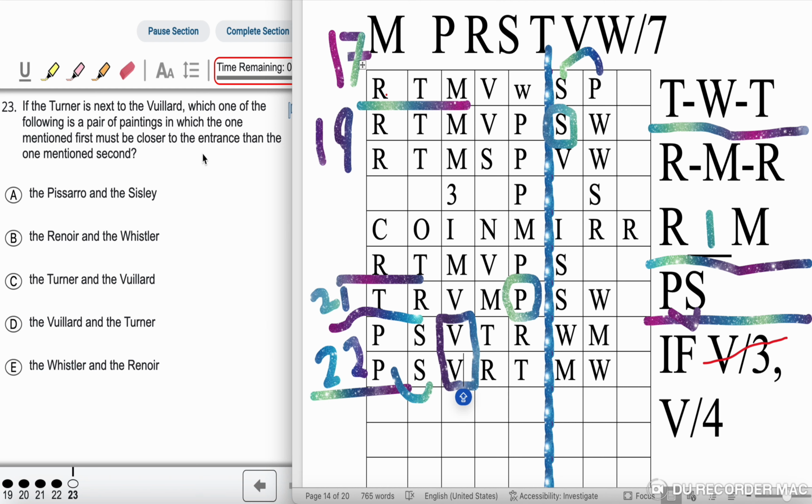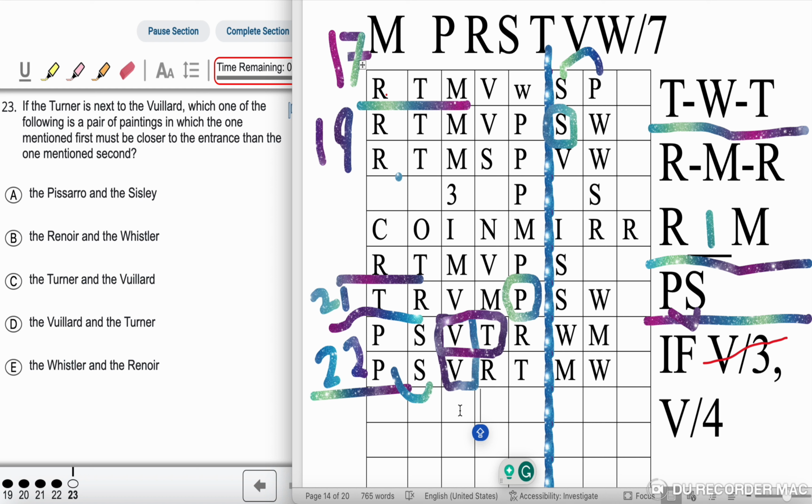Last question, 23. If T is next to V, which one of the following is a pair of paintings in which the one mentioned first must be closer to the entrance than the one mentioned second? So if V is next to T, in this world V is next to T, so we can use this world right here, the circled one, and I guess we can only use that world at this moment. So it's asking, out of these pairs, the first one must be closer to the entrance than the second one.